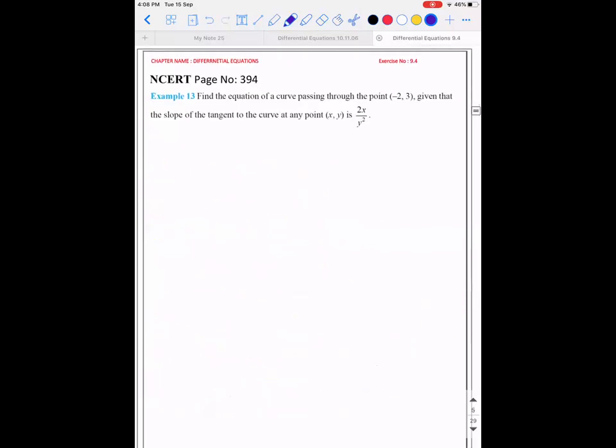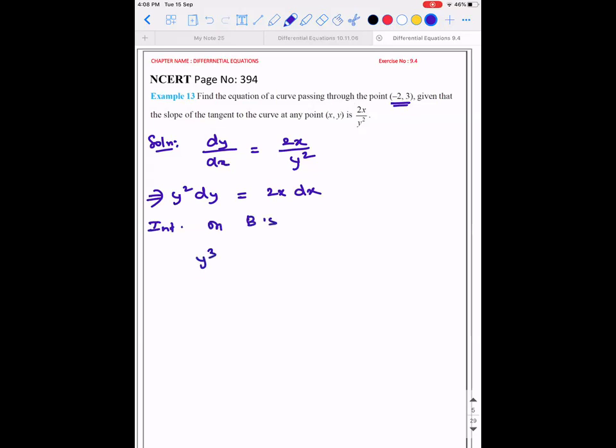Find the equation of the curve passing through the point minus 2, 3, given that the slope of the tangent to the curve at any point x, y is 2x by y square. So slope of the tangent, according to applications of derivatives, is dy by dx is equal to 2x by y square, which implies y square dy is equal to 2x dx. So integrate on both sides. Then it will be y cube by 3 is equal to x square plus c. So this is the general solution.